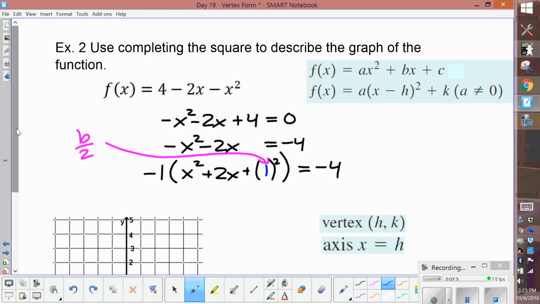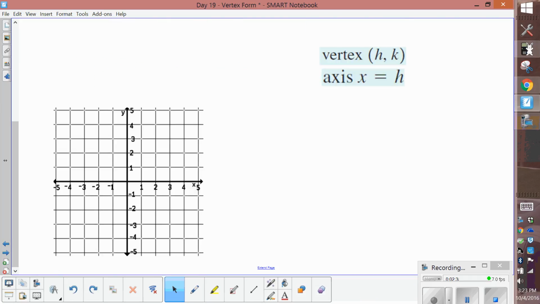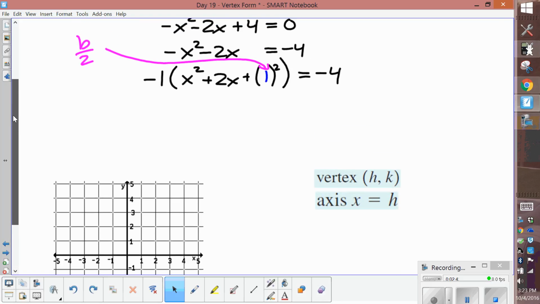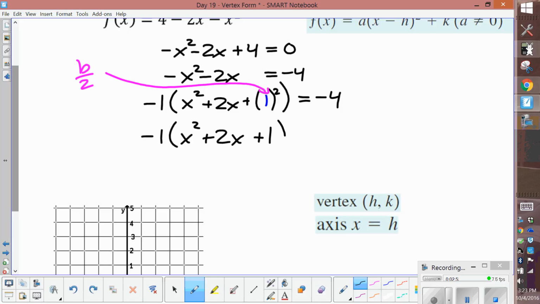Okay, I'm going to scroll up a little bit here. I'm going to go ahead and move these things down so I have a little more room to work. Let me scroll back up. Okay, I'm going to go ahead and write this out. I've got negative 1 times x squared plus 2x plus 1 squared, which is just plus 1, equals negative 4.